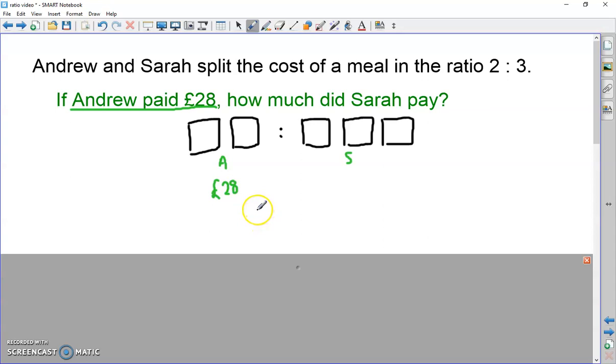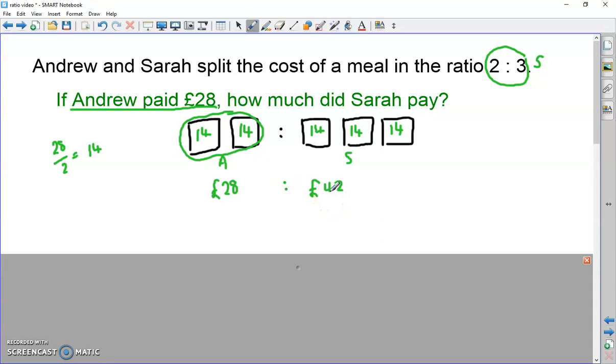So it's not 28 divided by 5, even though there are 5 parts. It'll be 28 divided by 2. These add up to 28, just Andrew's share, not all of it. 28 divided by 2 is 14. Which means Sarah paid 3 lots of 14, £42. You can even work out that the whole meal then was £70.